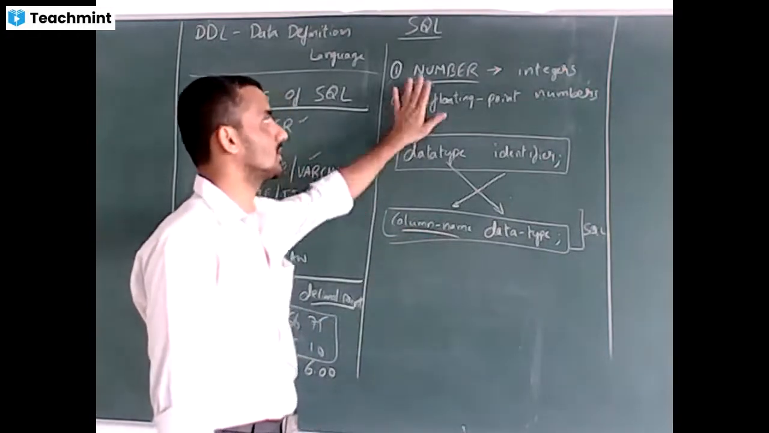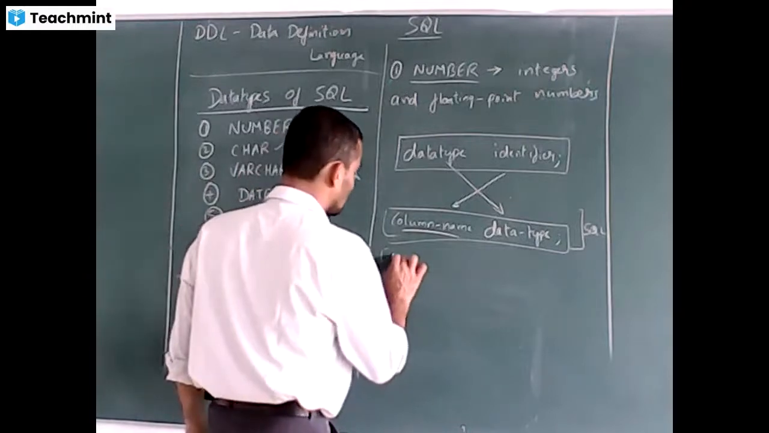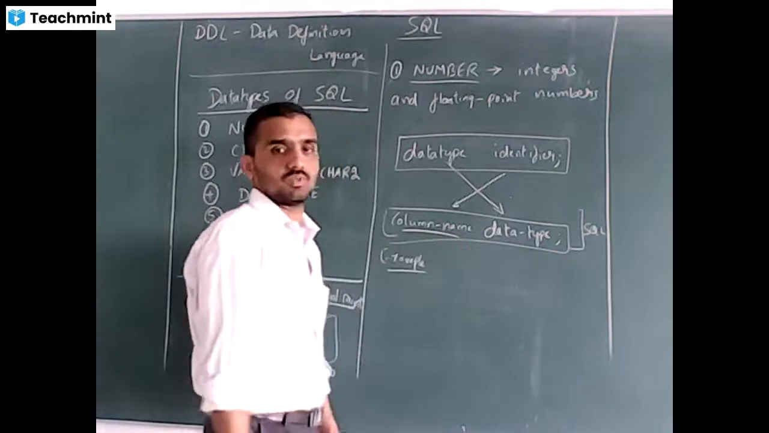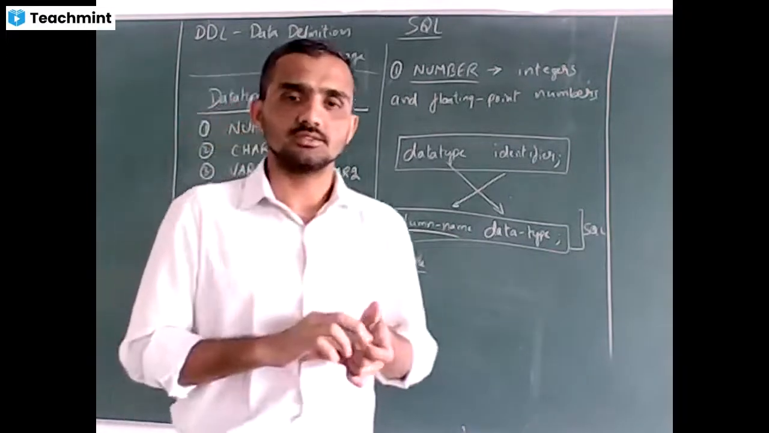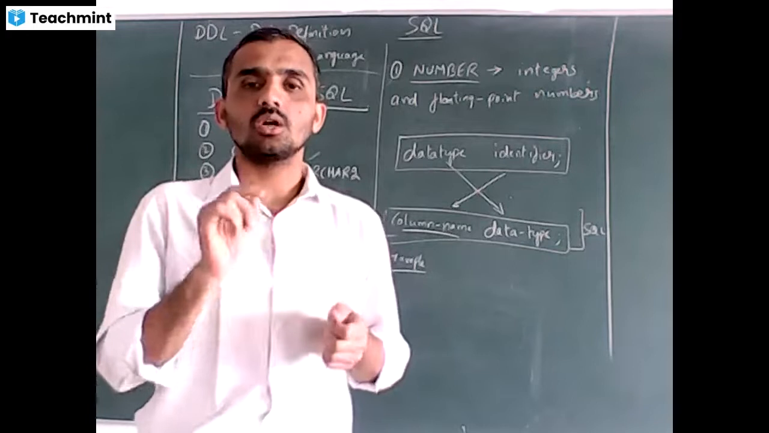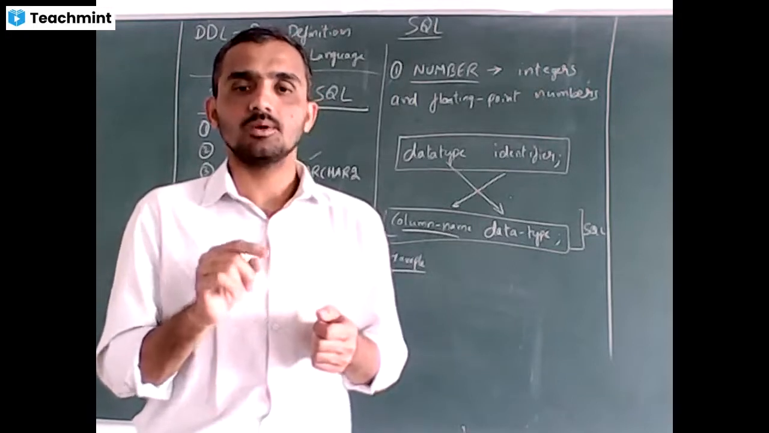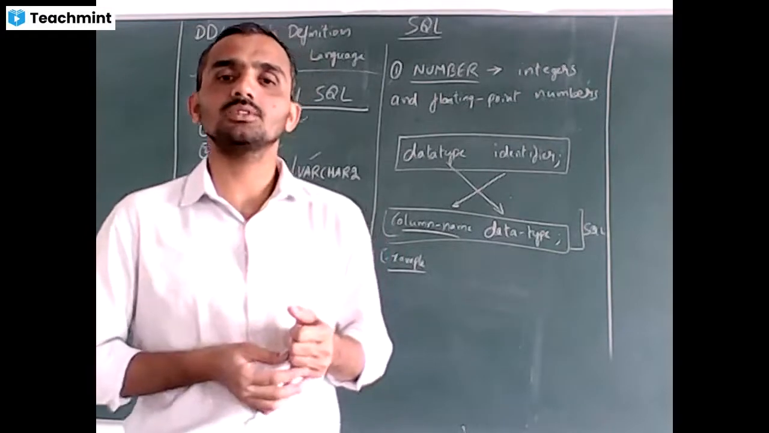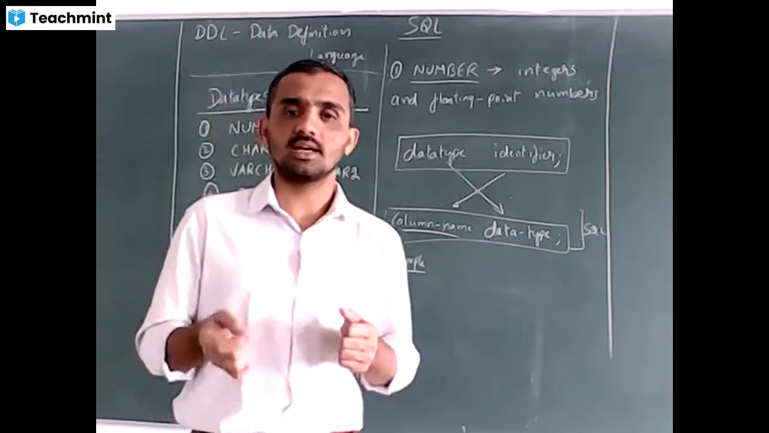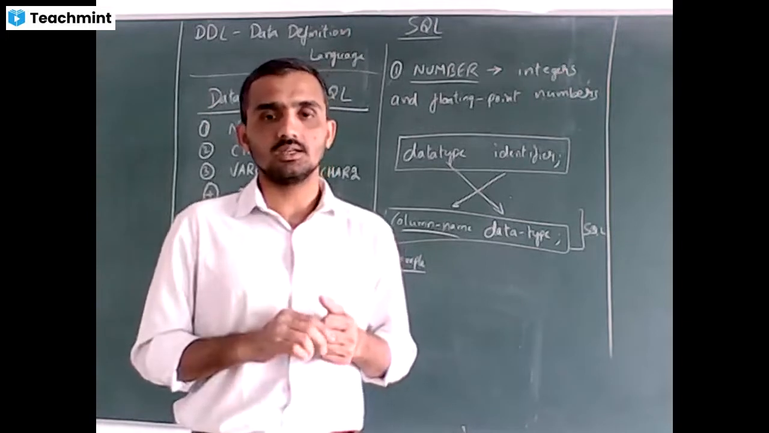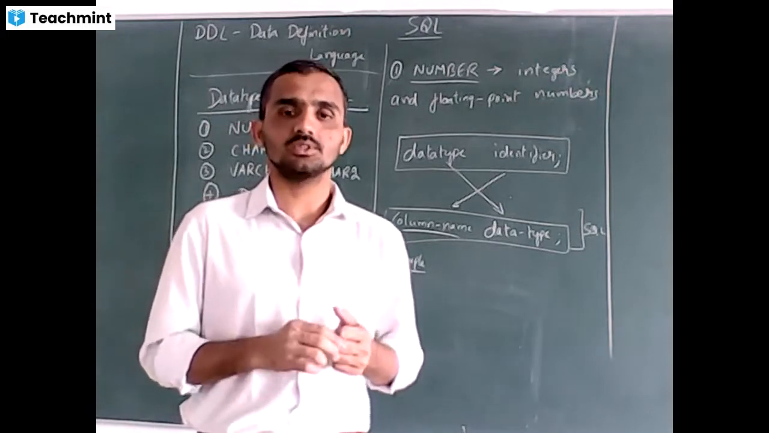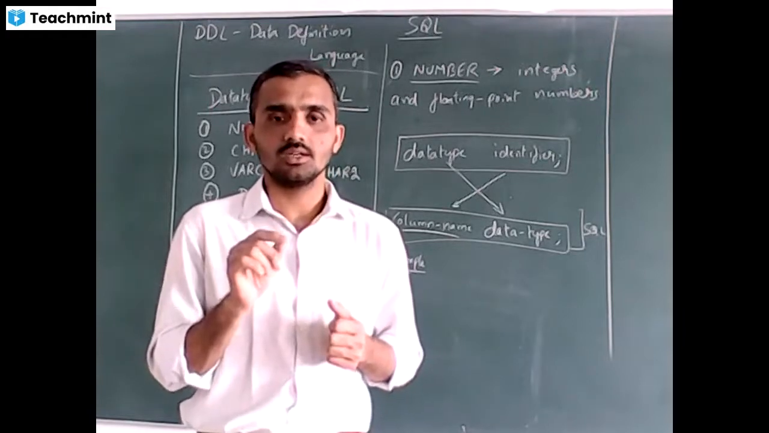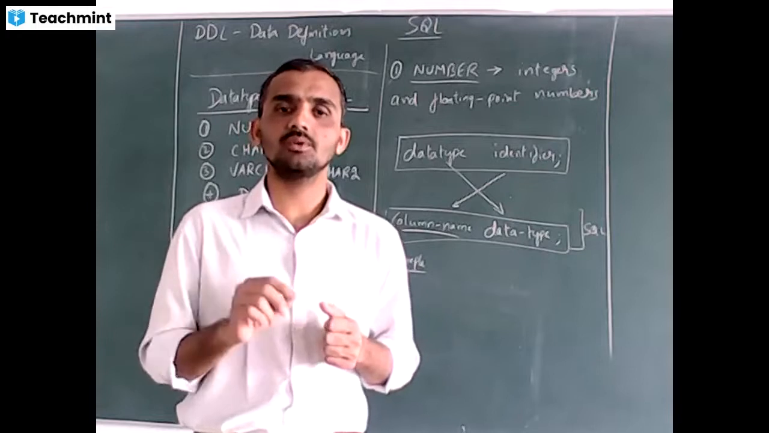Now for number, how to use this? Let us write the example. First, you have to write the column name. Say in a student database, the columns will be roll number, name, marks, percentage, total. In an employee database, employee ID, name, designation, salary, address. For the student database, the table will be named student. For the employee database, the table will be named employee.